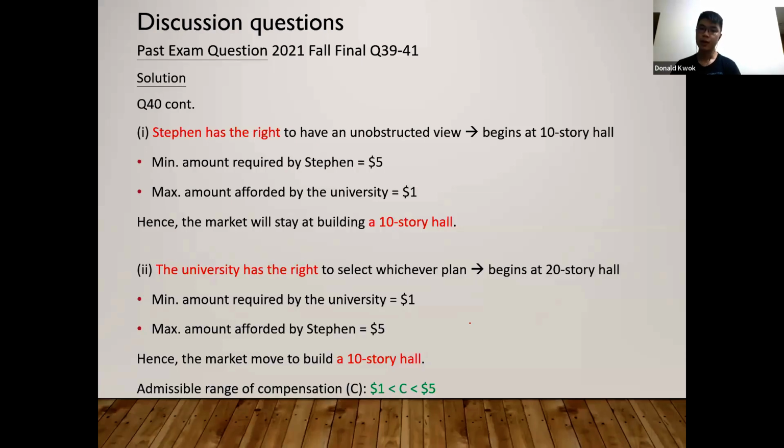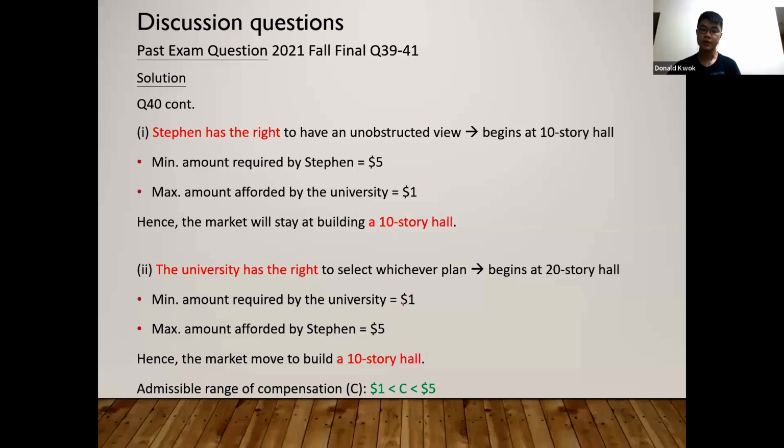Okay, so anyway, the market will stay at building a 20-story hall in this first case. But in the second case, where the university has a right to select whichever plan, then the analysis will start by building a 20-story hall. So they are trying to negotiate whether to build a 10-story hall instead.